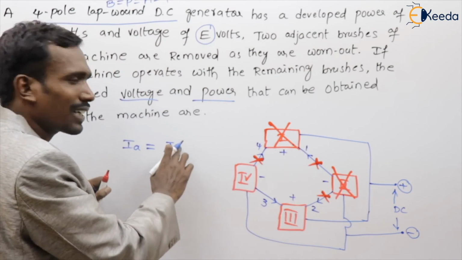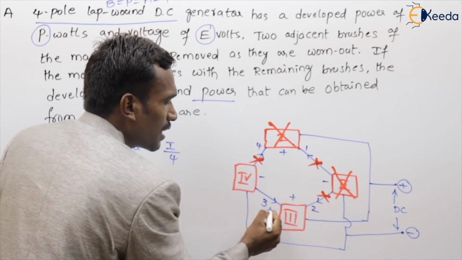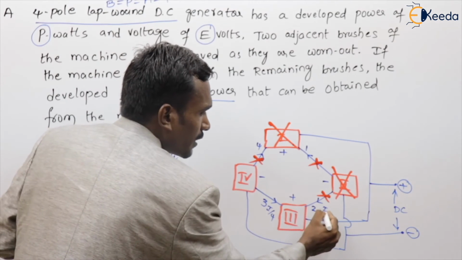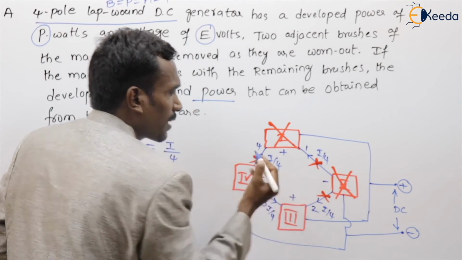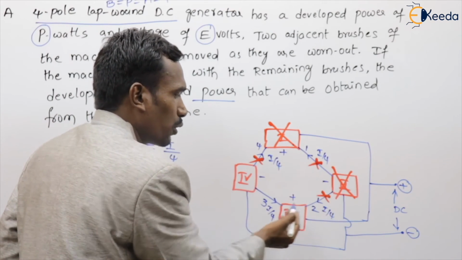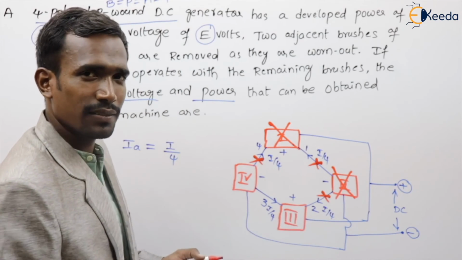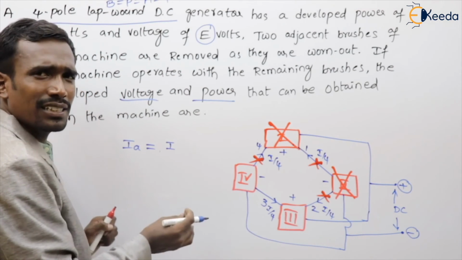For example, the total current is I. The current in each parallel path is I by 4. I by 4 plus I by 4 plus I by 4 plus I by 4, nothing but I, right? Otherwise, you can calculate the armature current this way.